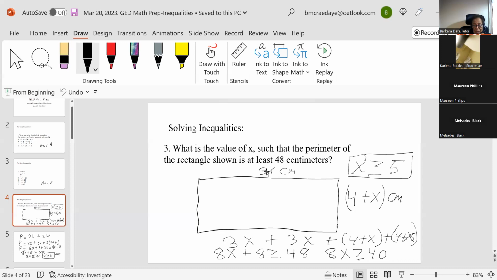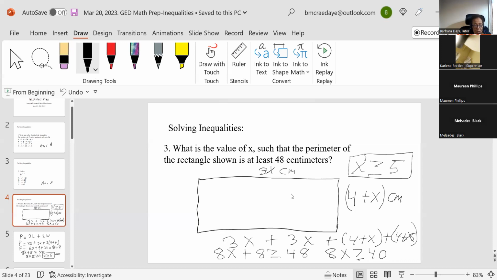3x means 3 times x. There again, side by side multiplication, right? Oh yes, 3x means 3 times x. 4 plus x means x added to 4. So you can send me homework.